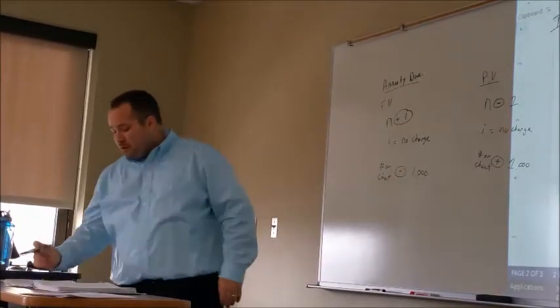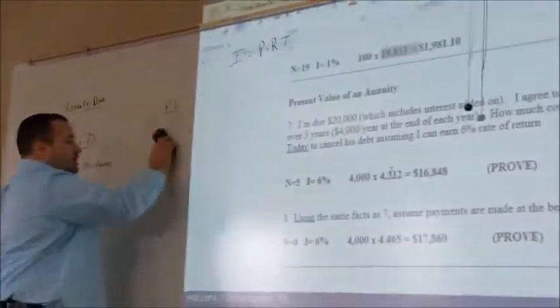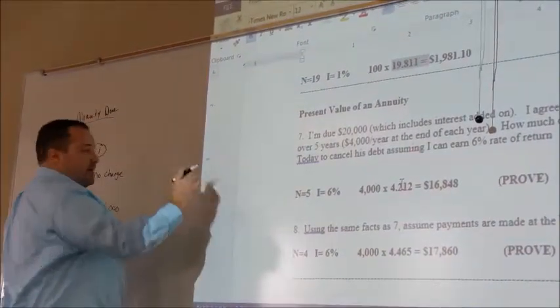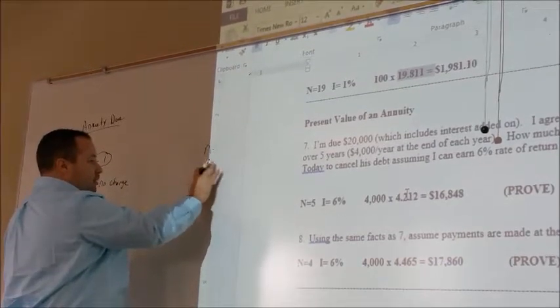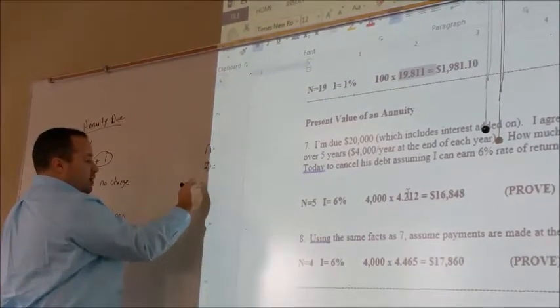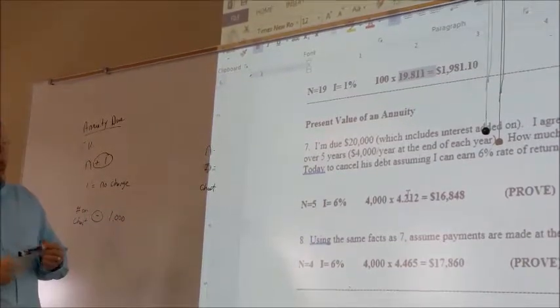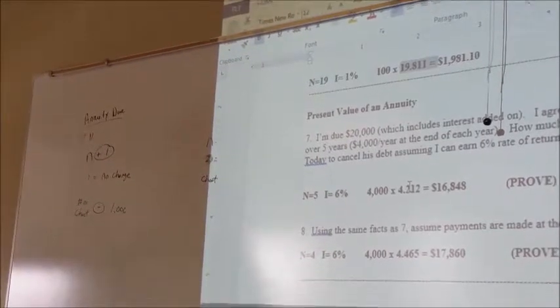Get in the habit, though, because I'm going to have you do this on any quizzes or tests or homework. Get in the habit of always telling me before each one, what's the N, what's the I, and what chart did I use? I want you to put that next to every one and then show me your work. 4,000 times 4.462.